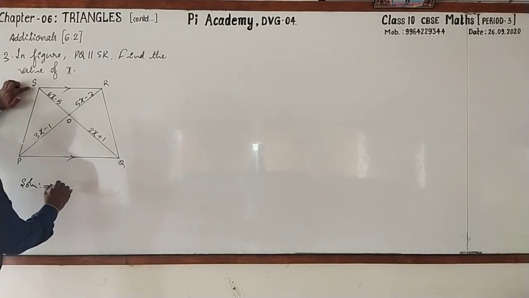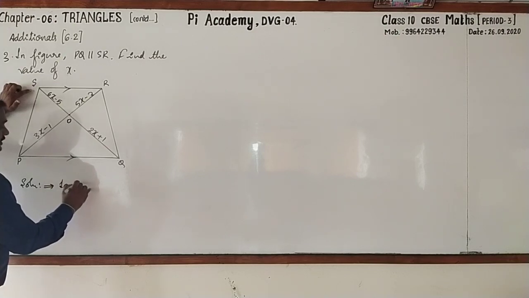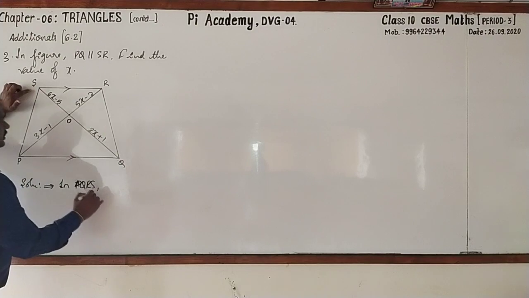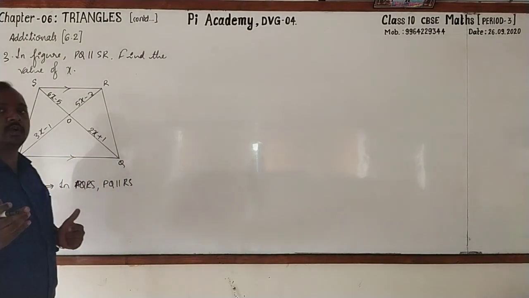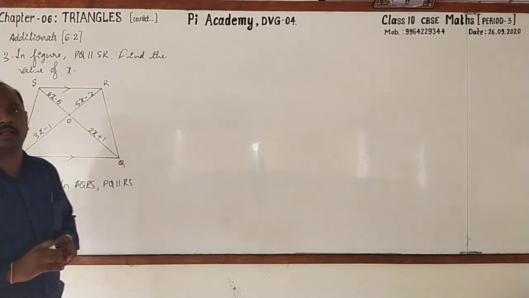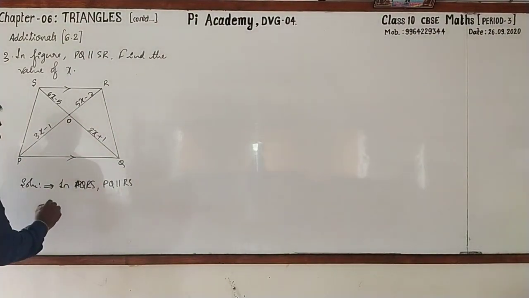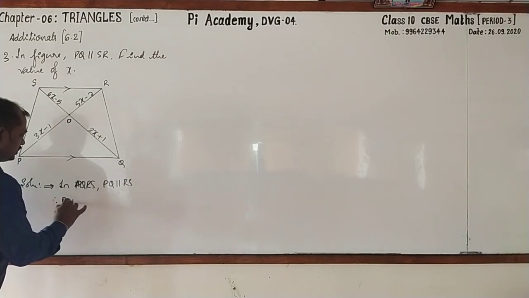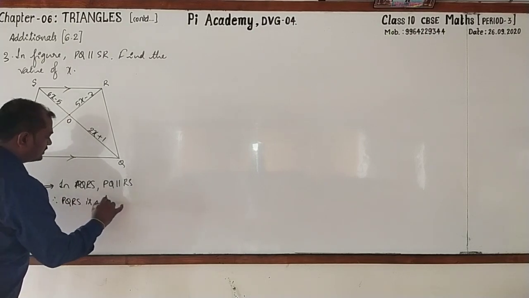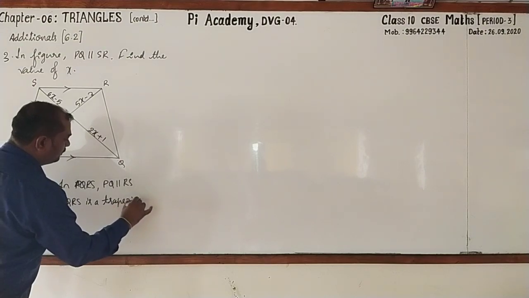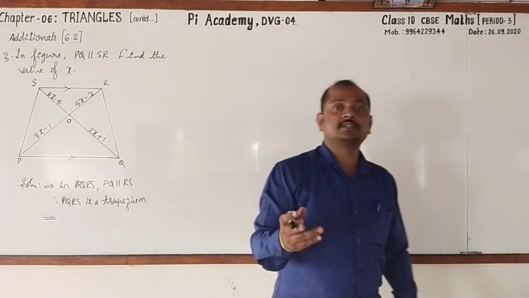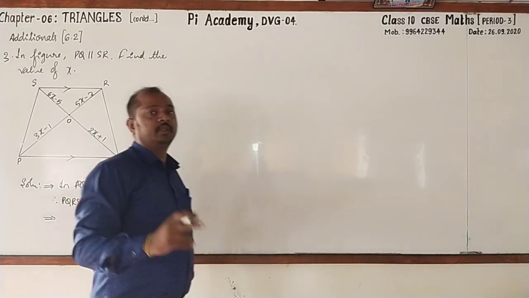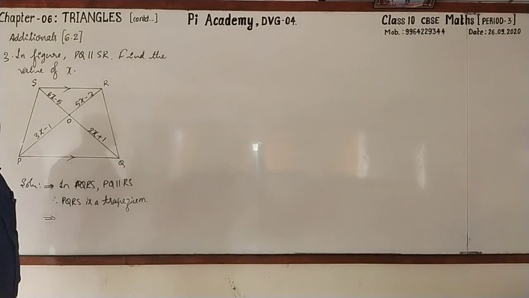Here, in quadrilateral, sorry, not ABCD, PQRS, they have given PQ parallel to RS. What do you call a quadrilateral in which one pair of opposite sides are parallel? It is a trapezium. Now I can write, therefore, PQRS is a trapezium. And we have an important statement with respect to diagonals of a trapezium, right? What it is? The diagonals of a trapezium intersect each other proportionately.